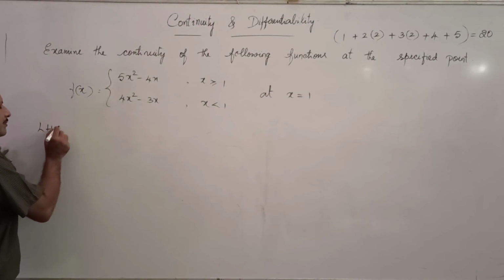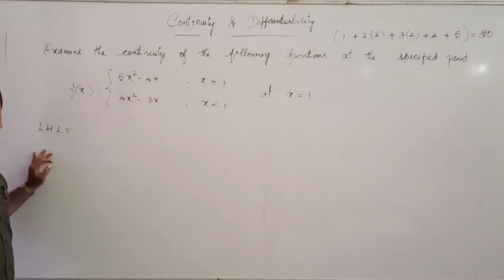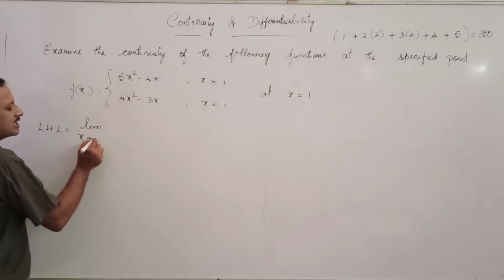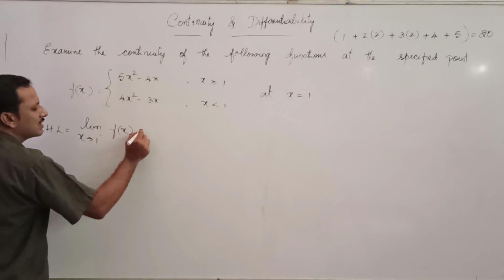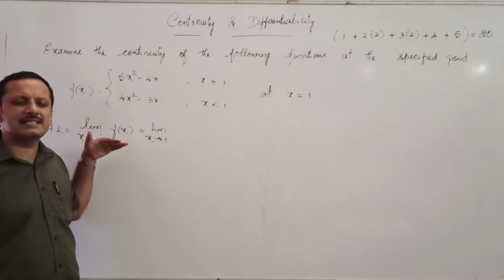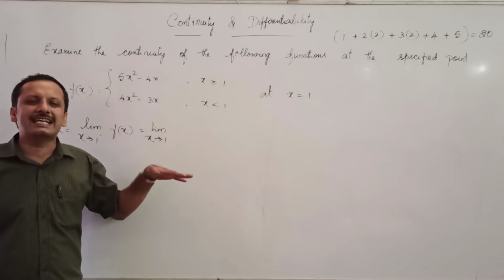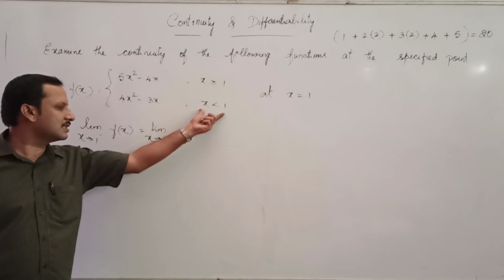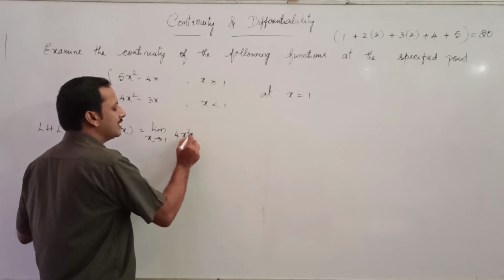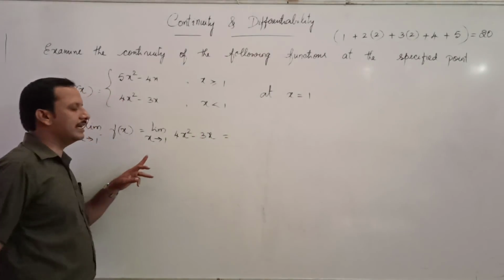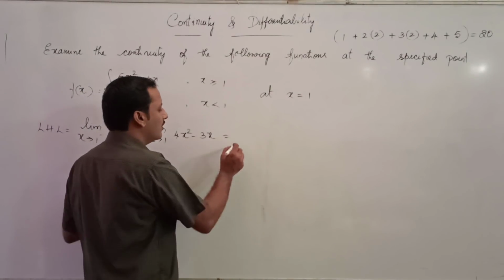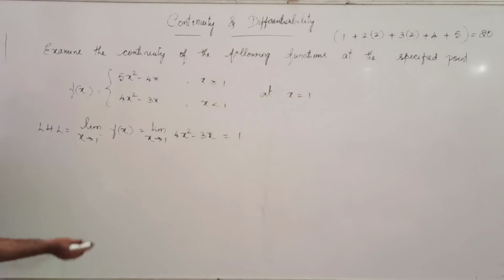First we shall find the limit. For that I find the left hand limit and the right hand limit separately. The left hand limit is equal to the limit as x tends to 1 minus of f(x). Its meaning is that x is approaching 1 from the left side, where x is less than 1. Whenever x is less than 1, the function is defined as 4x² − 3x. Apply the limit as x approaches 1: put x equal to 1, 4 − 3, we get 1. The left hand limit is 1.